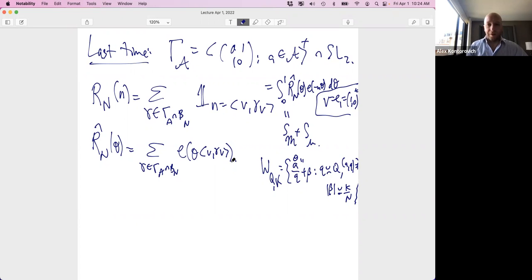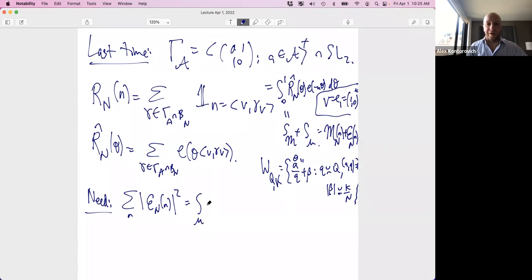Let's zero in on this minor arc. This is going to be a main term, and what we need to show is that the sum of these error terms in L2 over n, which by the way is the same thing after Parseval as the integral over the minor arcs of R_N hat squared, is little o of what it would be individually. So individually, the main term is of size, right? I didn't say that here.